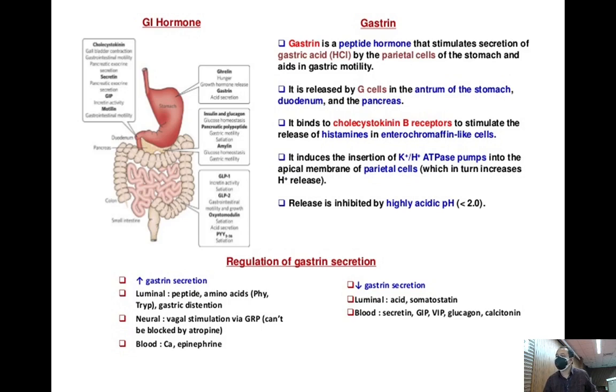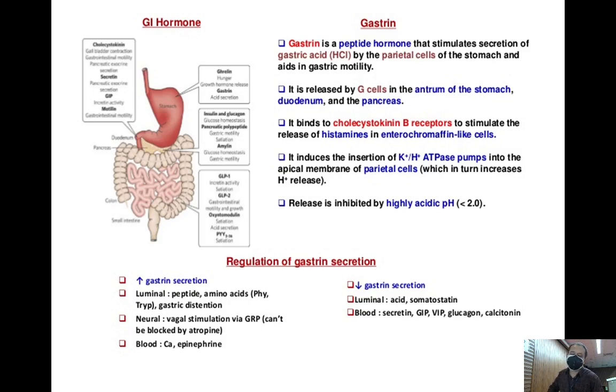Okay, so when you look at the G cell, you'll find that it basically controls the secretion of hydrochloric acid, pepsinogen, and intrinsic factor. So that means it plays a very important role in digestion, in protecting the GIT, and of course in the absorption of vitamin B12. Okay, so that is one thing.